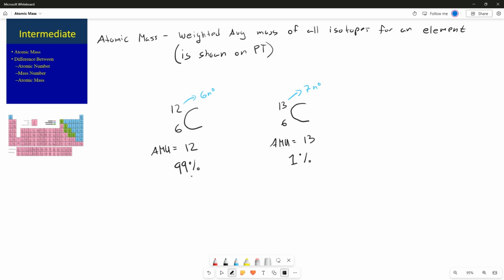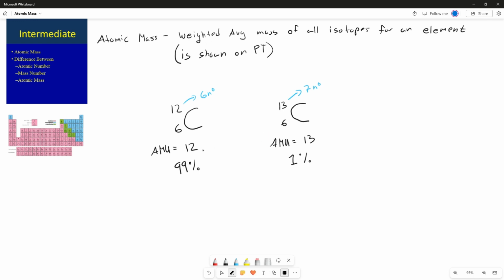So if we wanted to find the average mass of carbon, well, let's think about this. If I randomly grabbed 100 carbon atoms in the universe, 99 of those carbons are going to weigh 12, and only one of them is going to weigh 13. So the average mass of carbon is going to be just a little bit above 12. That's why we must take the weighted average. That's because not all isotopes exist in the same percentage.